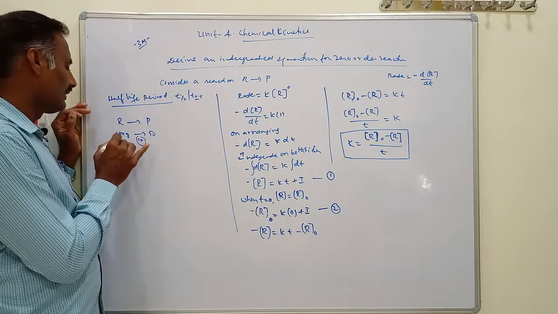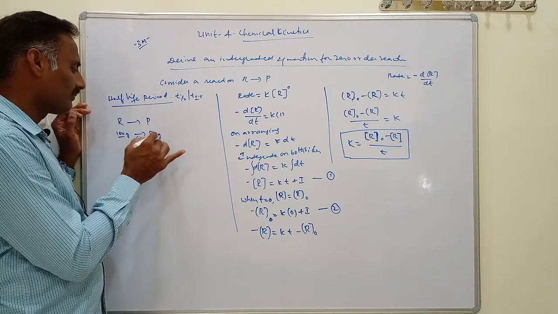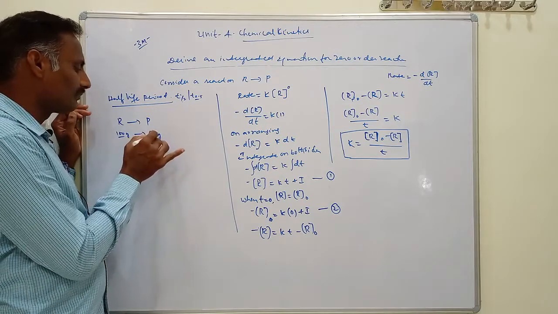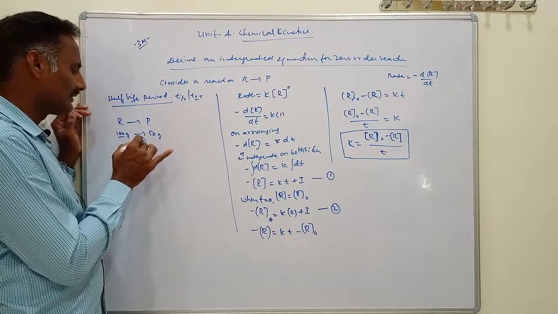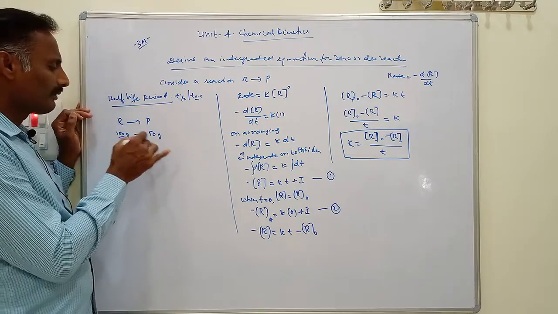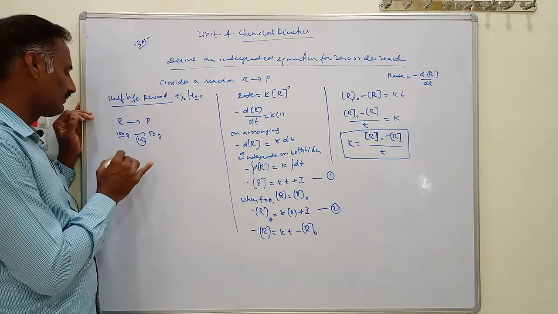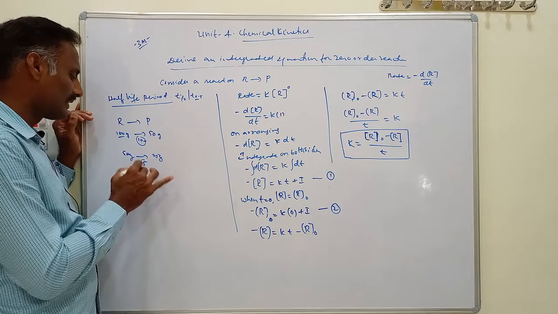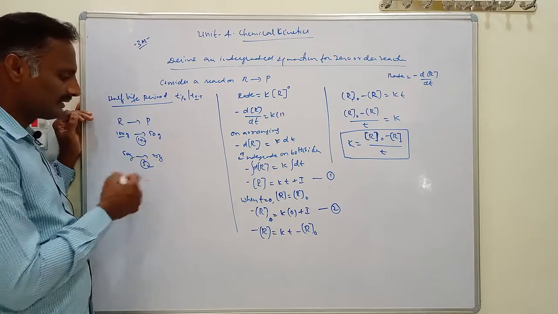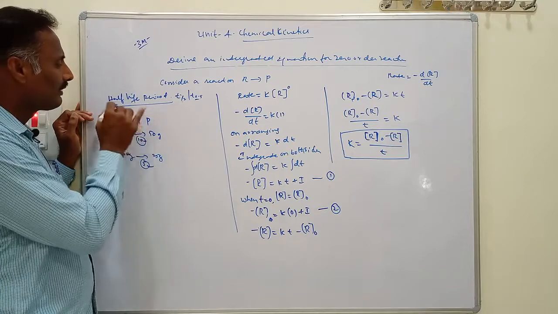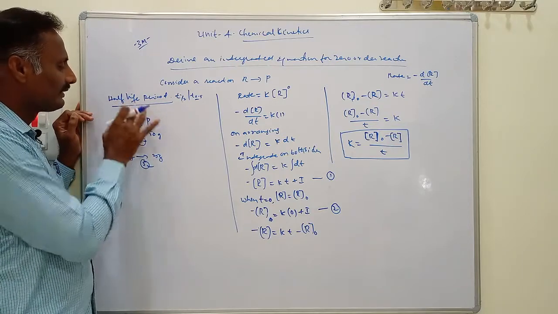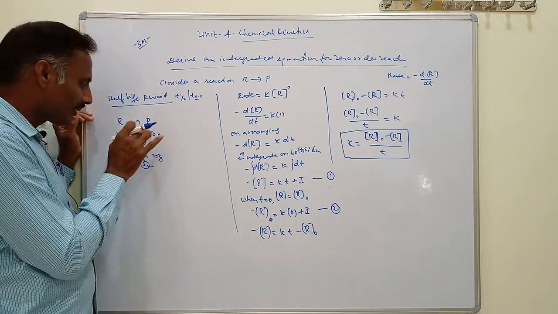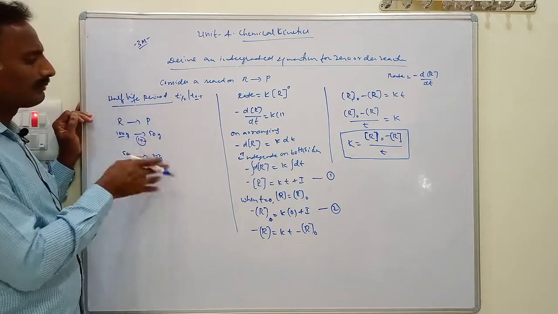Since 50 grams is half of the initial amount, to convert 100 grams of the reactant into 50 grams it takes 10 minutes. This is called the half-life period for this reactant. Or if 50 grams is the initial amount, and converting it into 25 grams takes 5 minutes, then that is the half-life period for this reaction. Half-life indicates the time required to reduce half of the initial amount of the reactant.